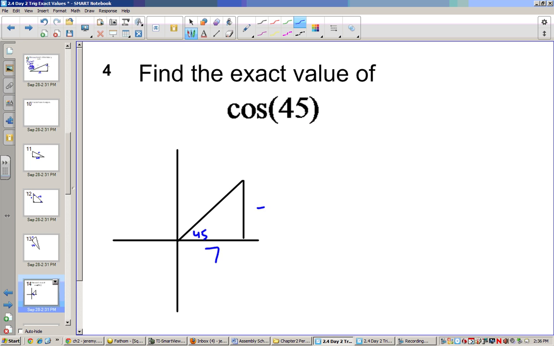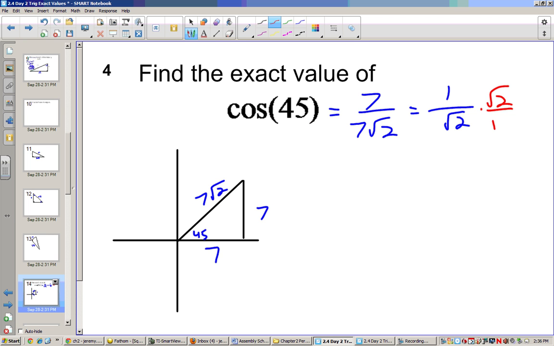I could do 7, 7, 7 times the square root of 2, or 10, 10, 10 times the square root of 2. Now, if we keep it here, 7, 7, 7 square root of 2, cosine is the adjacent side, so adjacent to 45 would be 7, over the hypotenuse, which is 7 root 2. Now we can simplify this. 7 over 7 is 1, so 1 over square root of 2. Now I'll rationalize it, so multiply root 2 over root 2, and this is going to be square root of 2 over root 4, which becomes 2. So the cosine of 45 degrees is the square root of 2 over 2.